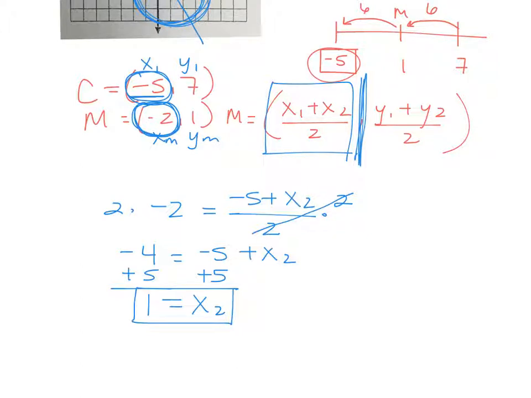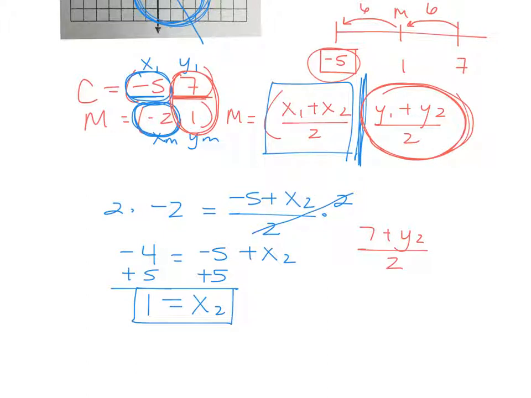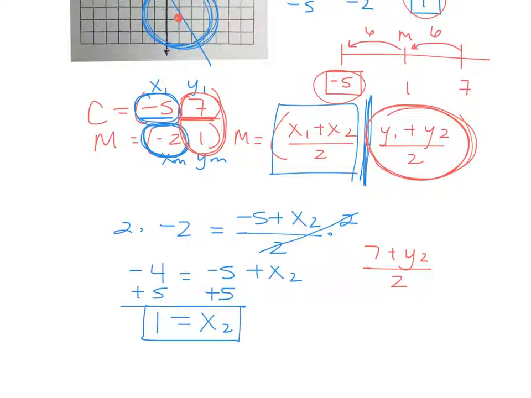Now I'm gonna do the same thing with my y's. So here's my y's. We're gonna use this formula, (y1 + y2)/2. So I have y1, which is 7, plus y2, which we don't know, divided by 2. And what's my y midpoint? Oh, that's this guy here, the 1, right? So that's going to equal 1.